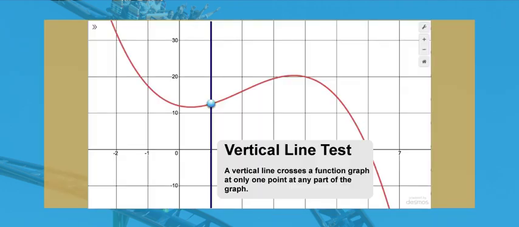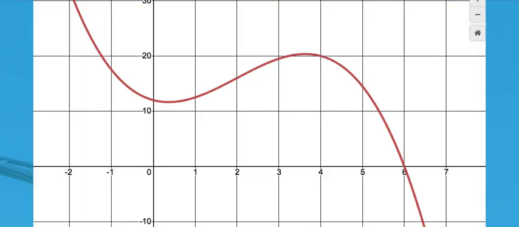Polynomial function graphs pass the vertical line test. This is true of all function graphs. A vertical line will intersect a polynomial graph at only one point along the curve of the graph. Any graph that passes this test is a function.